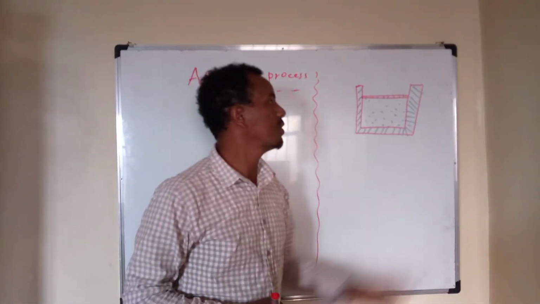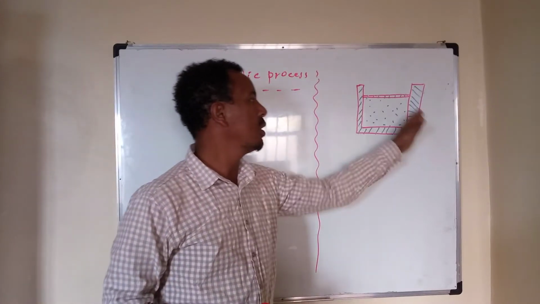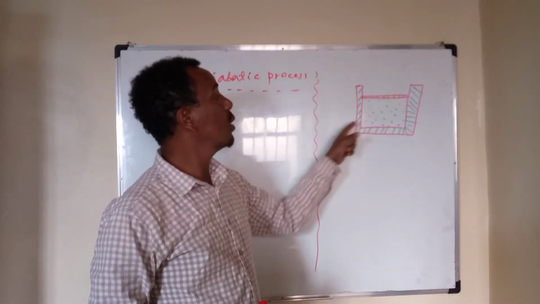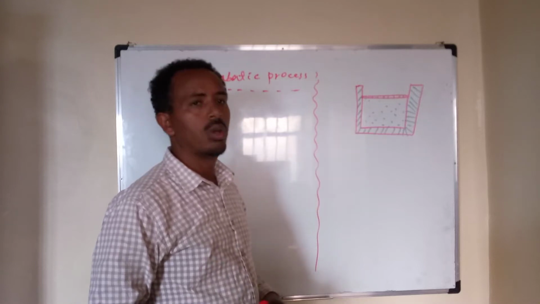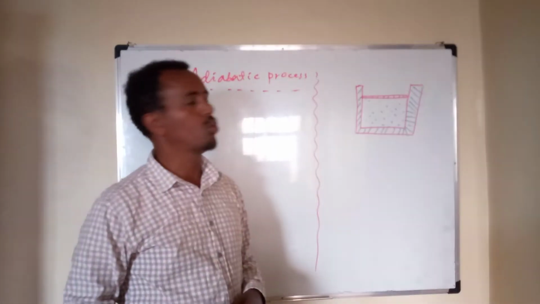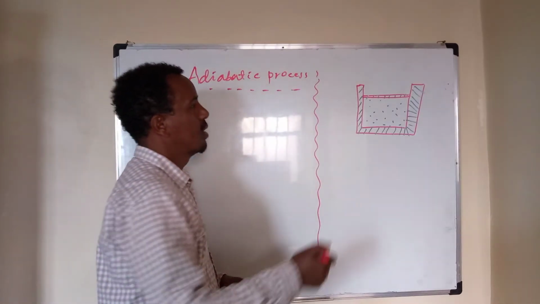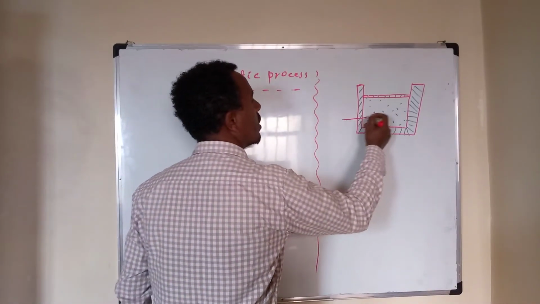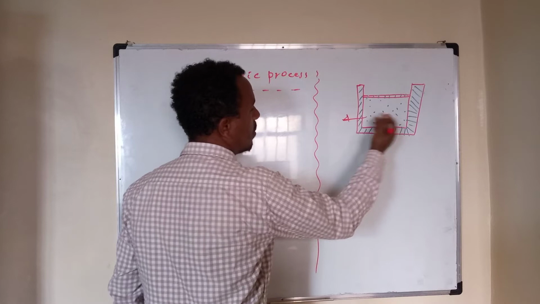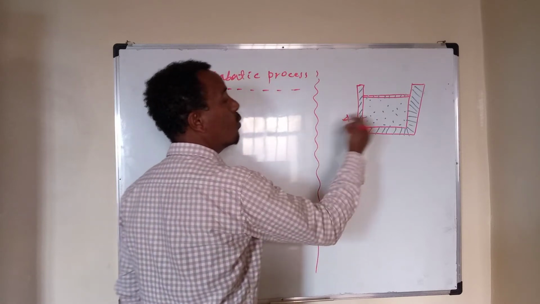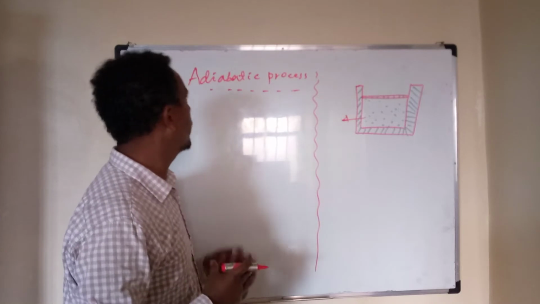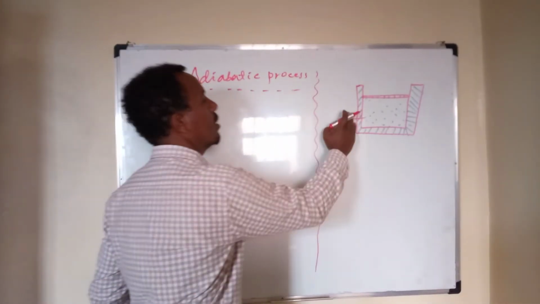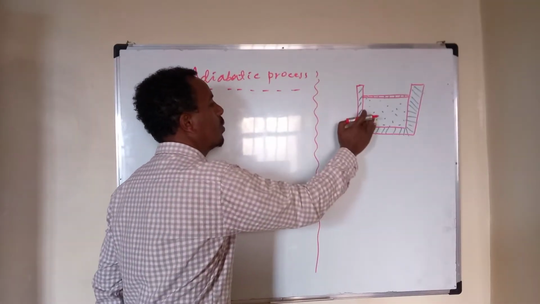If this is our system and the surrounding, so if there is no heat exchange between the system and the surrounding, the process is said to be adiabatic process. If there is no heat from the system to the surrounding, or vice versa, if there is no heat exchange, the process is said to be adiabatic process.